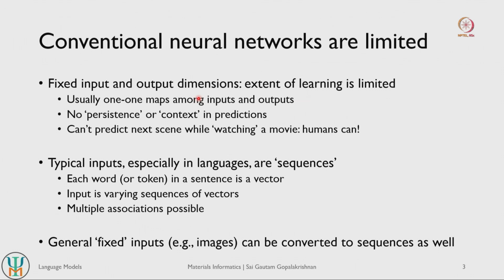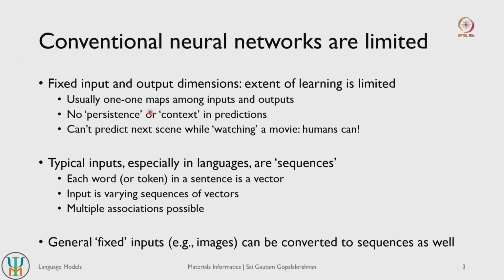So for example, you cannot say that a tree is in a forest. If you give it an image of a tree, it is not trivial for a simple convolutional network to generate an image of a forest. We cannot classify different types of trees very trivially. So usually these regular neural networks, both dense neural networks as well as convolutional neural networks, have one-to-one mapping between your inputs and outputs.